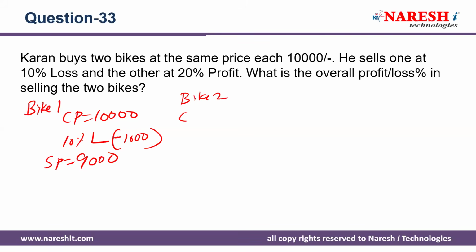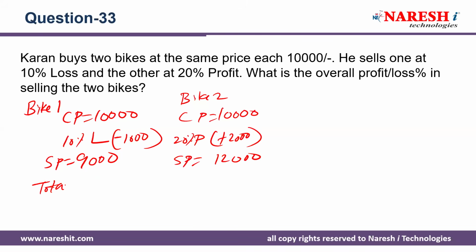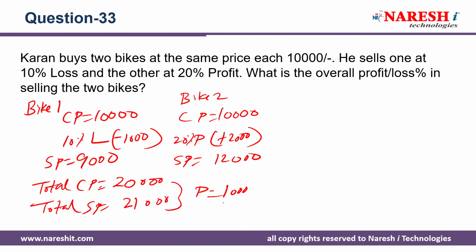Bike two, CP 10,000, same price he is buying. Profit 20%. 20% profit on 10,000 is plus 2,000. Selling price will become 12,000. Total CP invested is 20,000 for two bikes. Total SP will be 9,000 plus 12,000, 21,000. Profit of 1,000. Profit percentage.